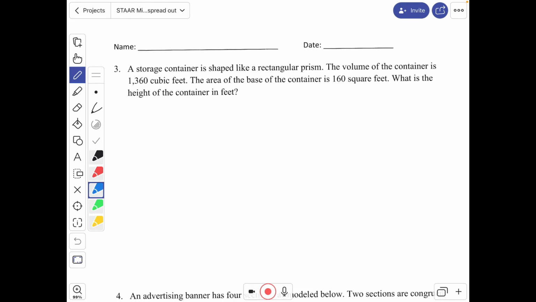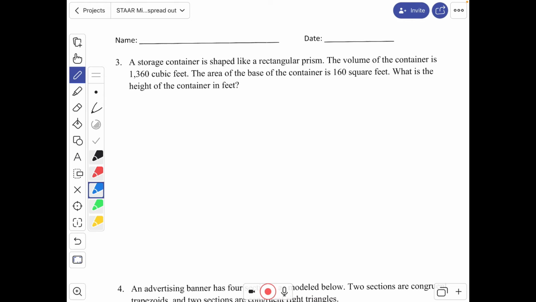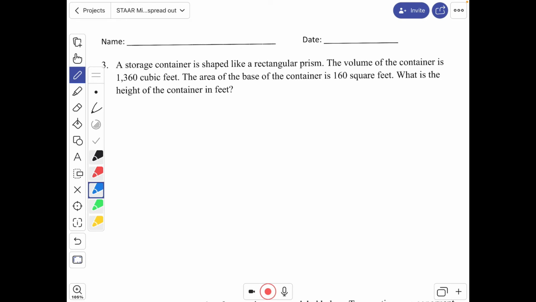Number 3, a storage container is shaped like a rectangular prism. The volume of the container is 1,360 cubic feet. The area of the base of the container is 160 square feet. What is the height of the container in feet? Well, first we're talking about volume of a rectangular prism. So the formula is area of the base times the height.